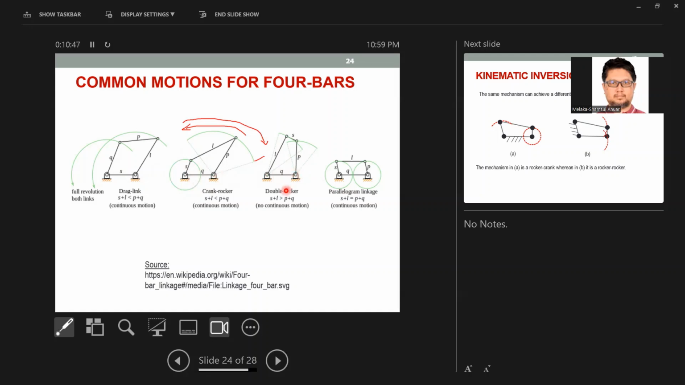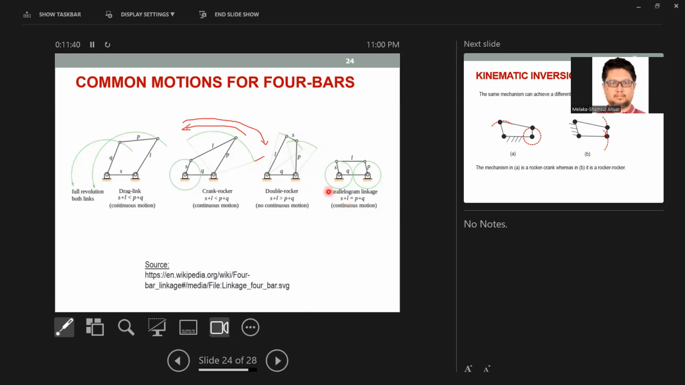All right, the next one we have is a double rocker. So in this case, the input and output will just rock. Rock means it just rotates back and forth, just like a rocker playing the guitar in a rock concert. Here, the moving L and P just rock back and forth within this line, shown by the trace in green.